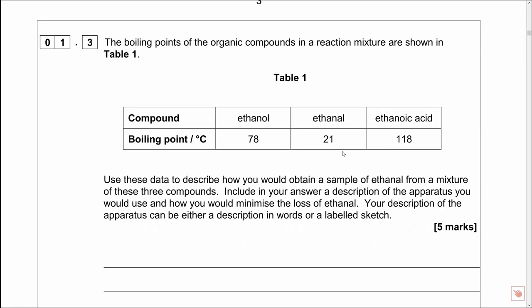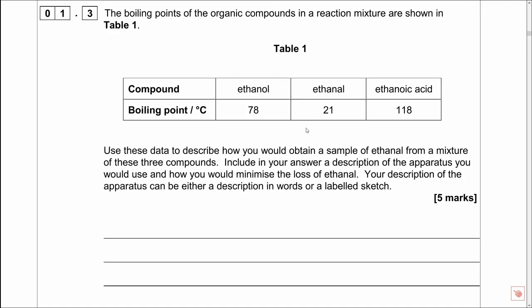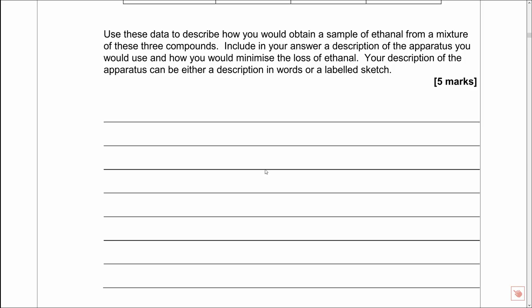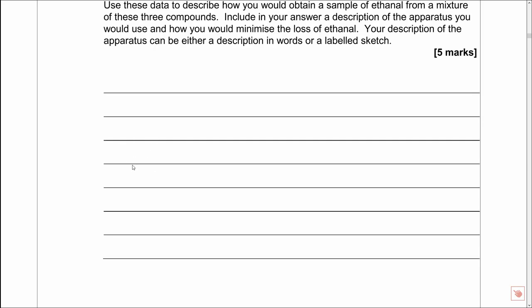1.3. Boiling points of the organic compounds in a reaction mixture are shown in table 1. Anyway, basically, how could you use this data to obtain a sample of ethanol from a mixture of these three compounds, including your description of the apparatus you would use and how you'd minimize the loss of ethanol? You could use a labeled sketch. I would probably suggest doing a nice little sketch on this one.